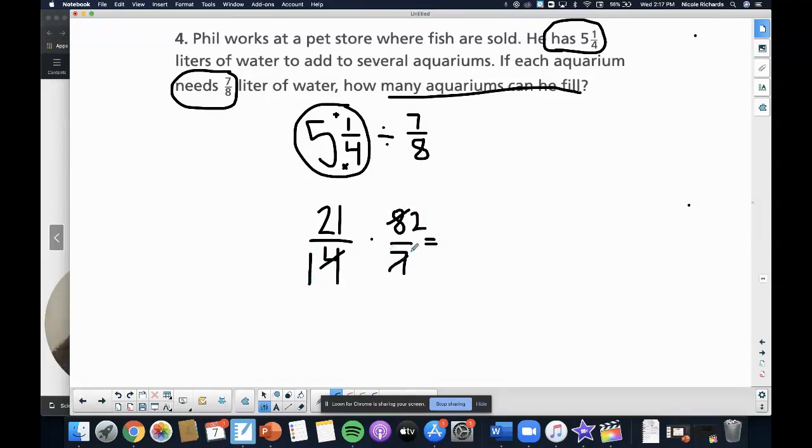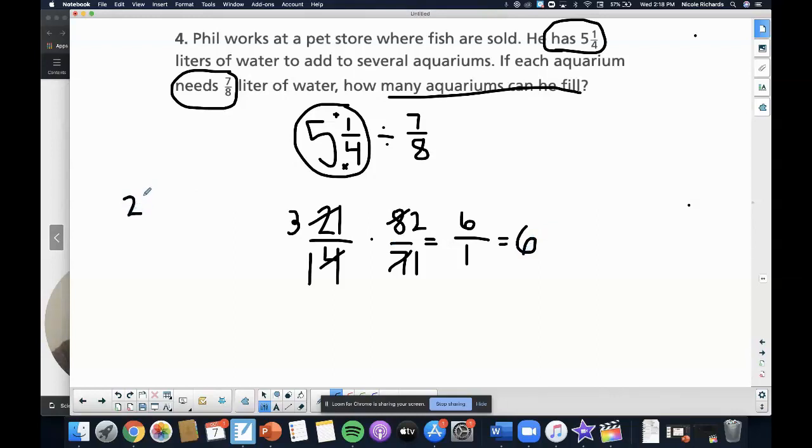And 7 and 21 have a common factor of 7. Sorry, not 3, 21. They both have a common factor of 7. 7 divided by 7 is 1. And 21 divided by 7 is 3. So I was just getting ahead of myself there. And now that makes this super easy to multiply. 3 times 2 is 6. 1 times 1 is 1. So my final answer is he can fill 6 whole aquariums.